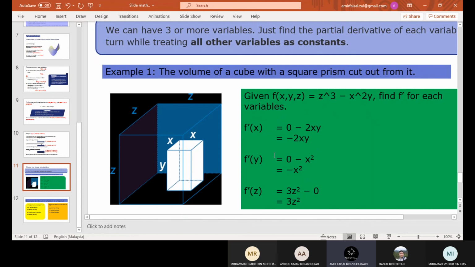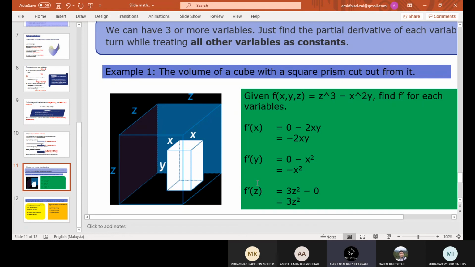Okay, for f prime y, 0 minus x squared. The z we consider as a constant, so it still becomes 0, minus x to the power of 2. So the answer is negative x to the power of 2 because we want to derive y. So y is to the power of 1. We bring the power to the front and it becomes 1 times x squared. The x we do not derive because we just want to derive the y. So the answer is negative x squared.